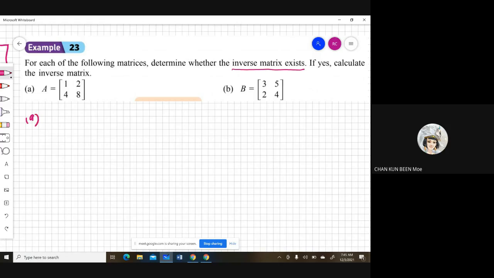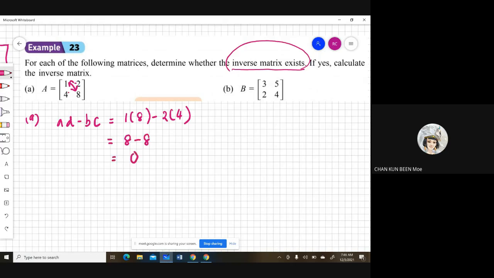A is equal to [1, 2; 4, 8]. So we need to determine whether the inverse matrix exists or not. Then you have to find the determinant, whereby AD minus BC. We need to find out how much AD minus BC is. So AD is 1 times 8, minus BC, which is 2 times 4. So it is 8 minus 8, which is equal to 0.